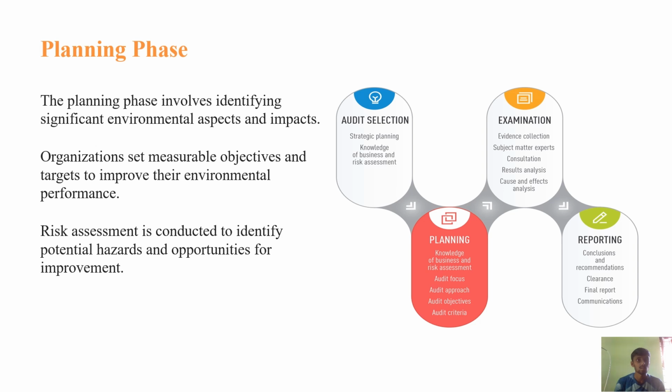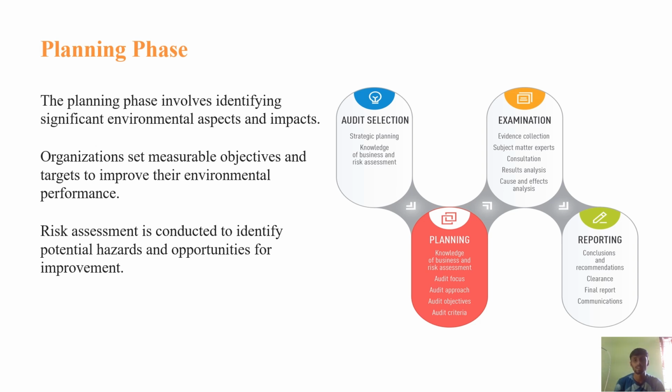The planning phase involves identifying significant environmental aspects and impacts, and the organization sets measurable objectives and targets to improve their environmental performance. Risk assessment is conducted to identify potential hazards and opportunities for improvement.